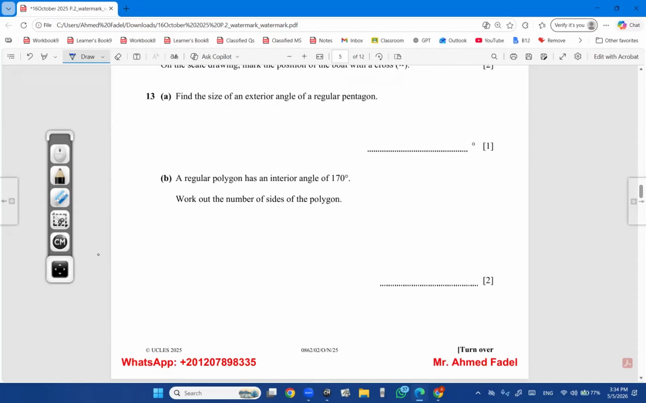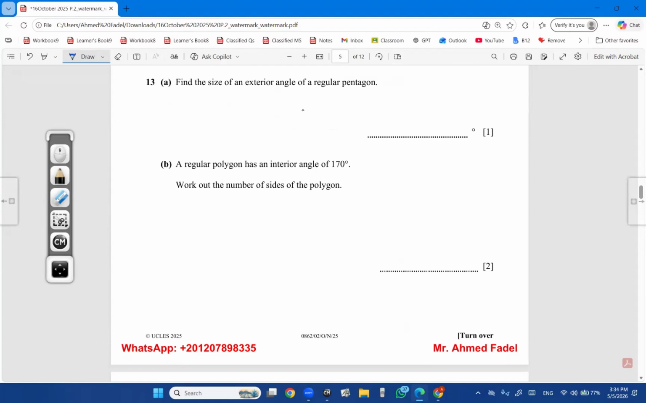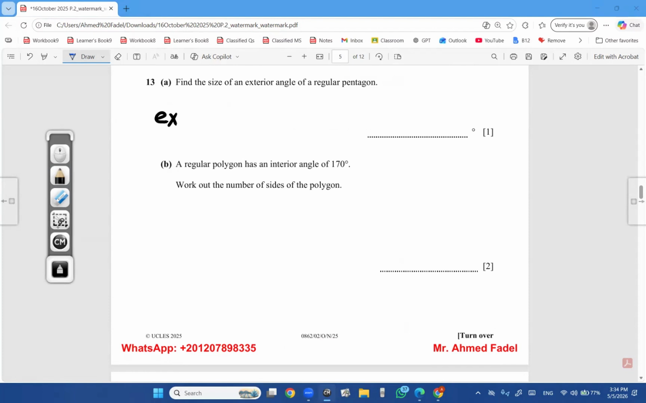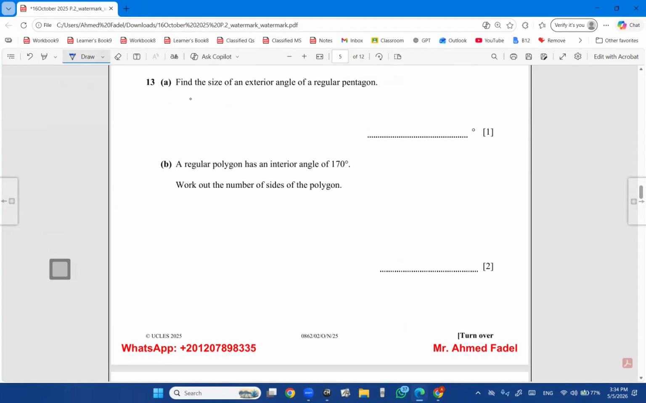Find the size of an exterior angle of a regular pentagon. Well, we learned, let me erase this. All right, we learned that exterior equals 360 over n. The number of sides is 5, so it is 360 over 5. You're going to find that it is 72 degrees.